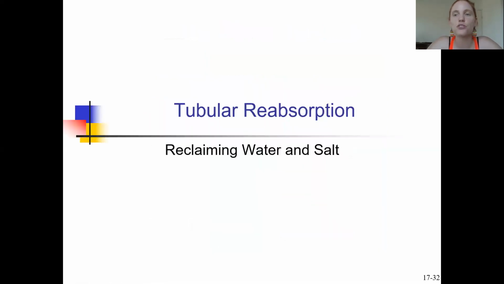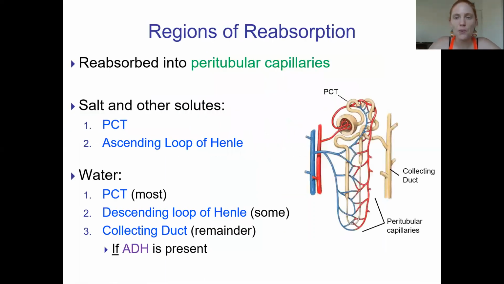Okay, so let's talk first about how you reclaim water and salt. Okay, so here is the glomerular capsule. The very first part of the tube is called the proximal convoluted tubule. And the proximal convoluted tubule is the location where most of the water and most of the solutes are reclaimed back into the body. Okay, so most of it's going to come back within that very first initial segment.